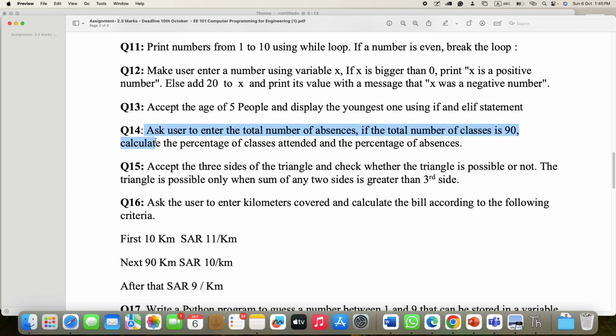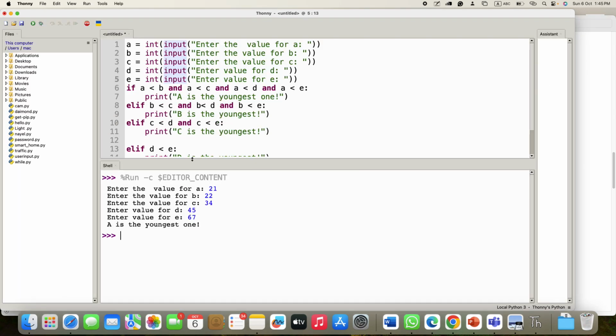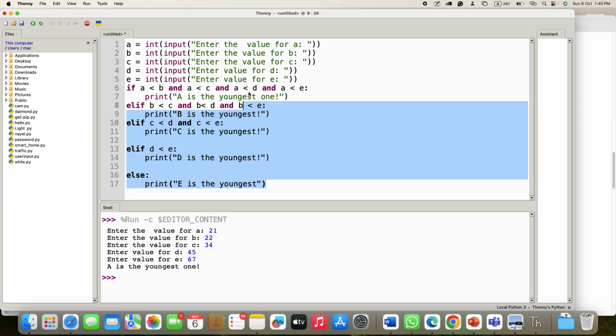This is for you actually, because you can get your total number of absences and see what percentage you are at. So if the total number of class is 90, calculate the percentage of class attended and absences. So I need you to give both. This is going to be a bit tricky. Some of you will try to take a picture of this, but you don't need to because it's being recorded.